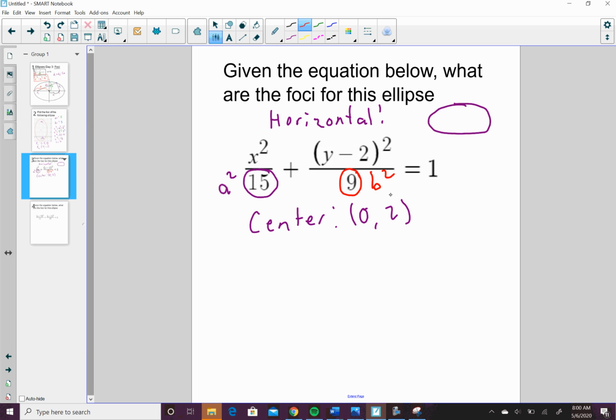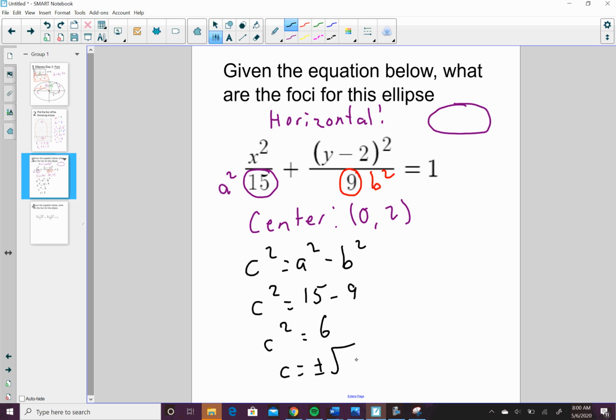I really don't even need to find a and b because my formula is c squared equals a squared minus b squared. So I can use that and say, all right, that's 15 minus 9. That makes 6. So c squared is 6, which means c is technically equal to plus or minus the square root of 6.